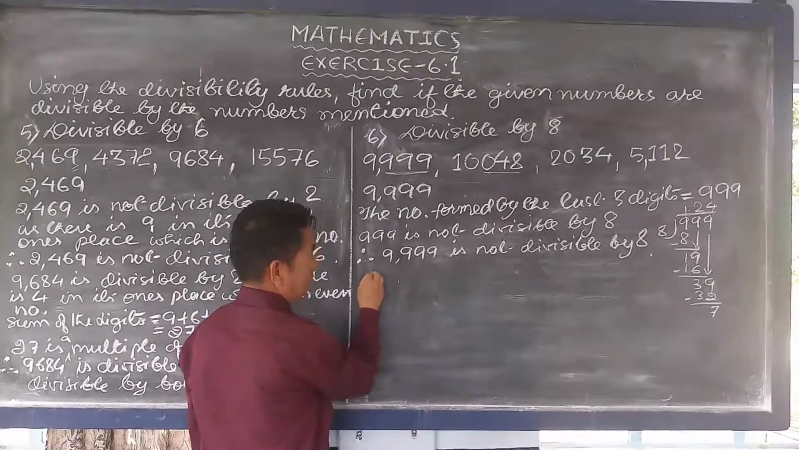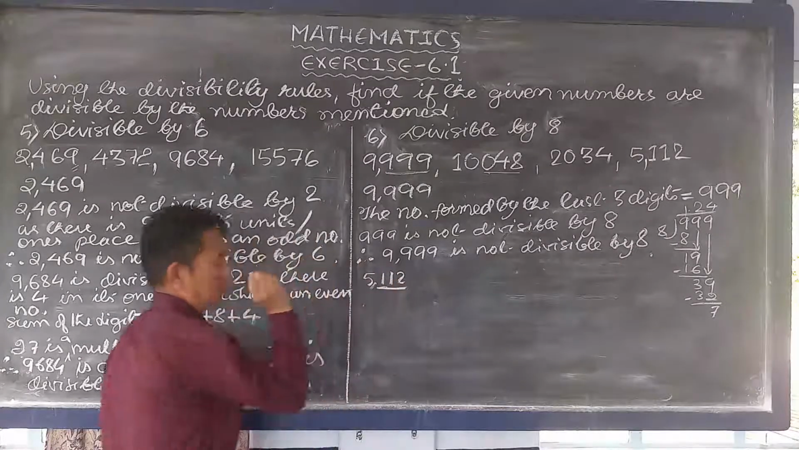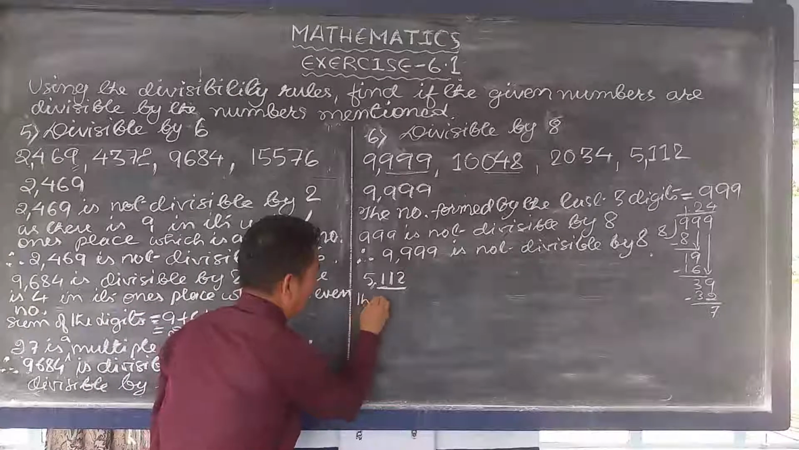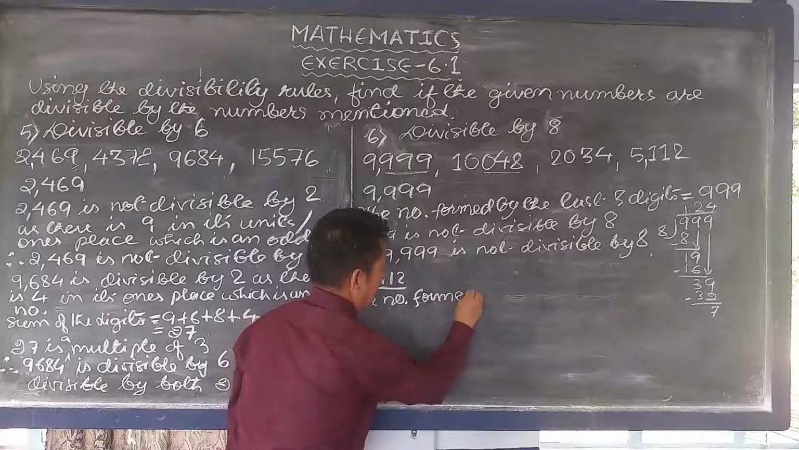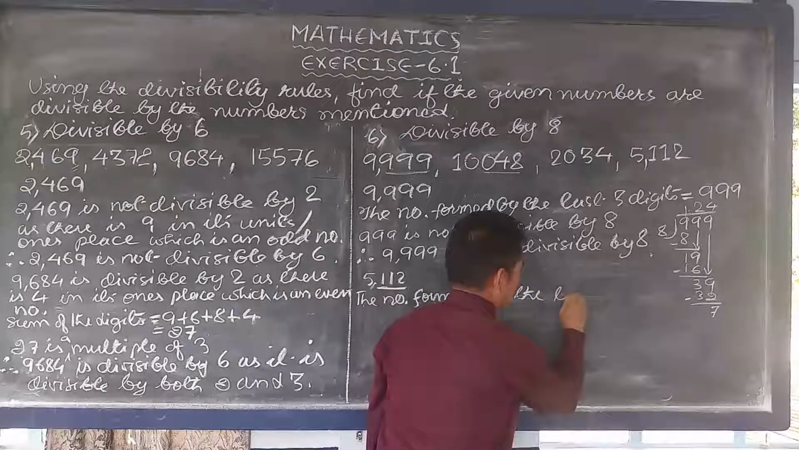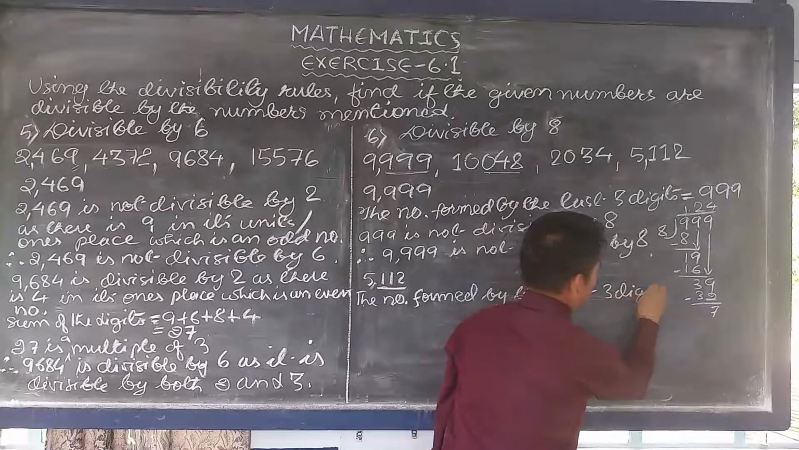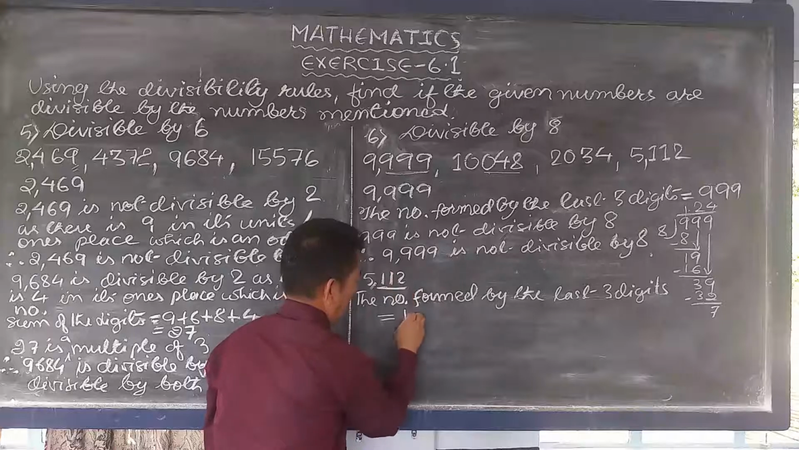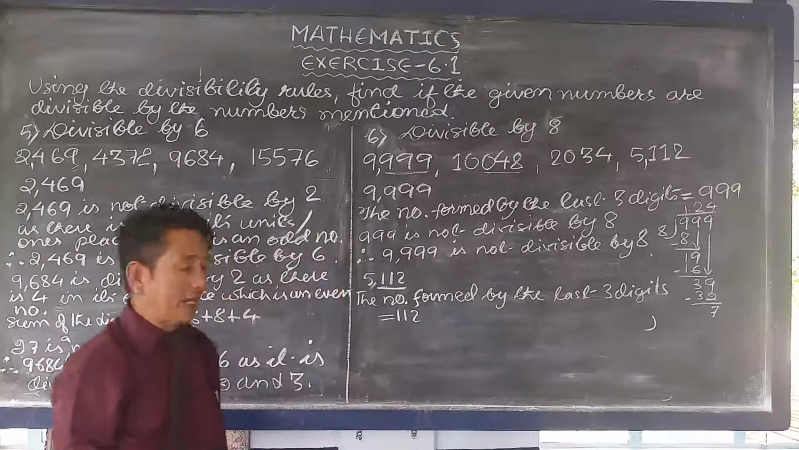Now last number is 5112. The number formed by the last 3 digits is equal to how much? 112. We'll check whether this 112 is divisible by 8 or not.